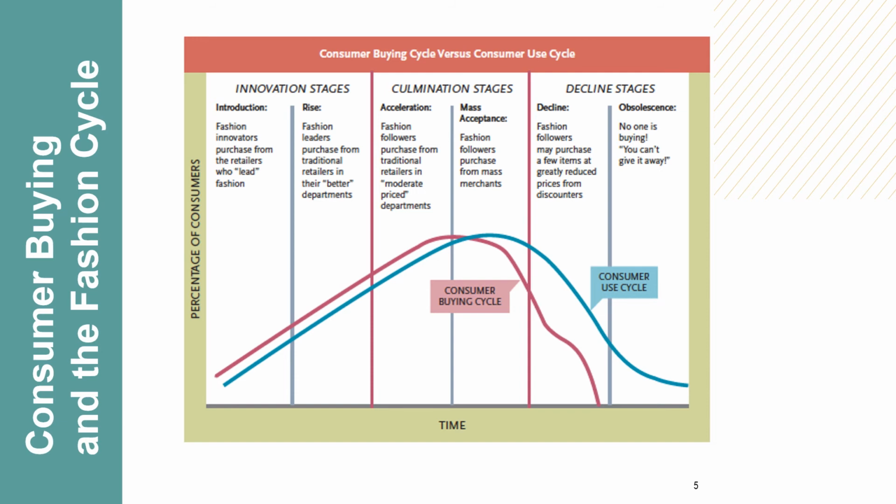There are the cycles, even though we know that they're going to be innovation, culmination, decline, right? So introduction, mass acceptance, and when people don't want it anymore, that obsolescence, it's not predictable. It's not predictable to retailers, and that is the part that is really rough, right?